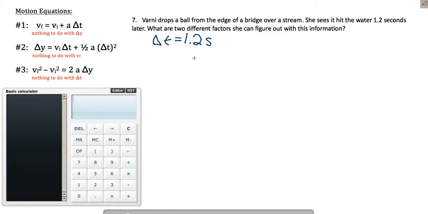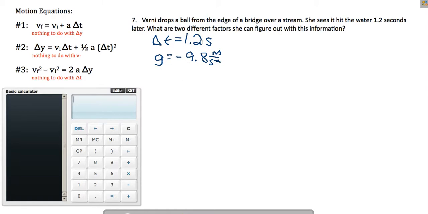Okay, now we have to think about the things that we know that aren't explicitly in the problem. The first being the obvious one. We're on Earth, so gravity is negative 9.8 meters per second squared. That's a 2.